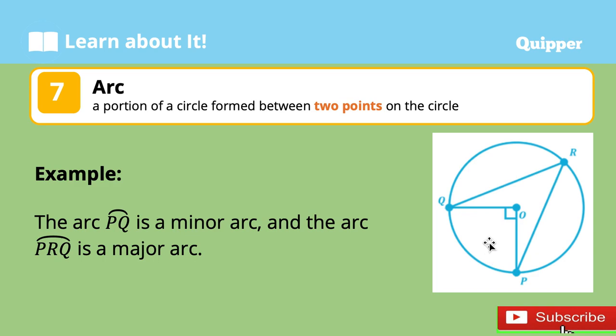For example, the arc PQ is a minor arc because it measures less than 180 degrees, and the arc PRQ is a major arc because the measurement of that is greater than 180 degrees.